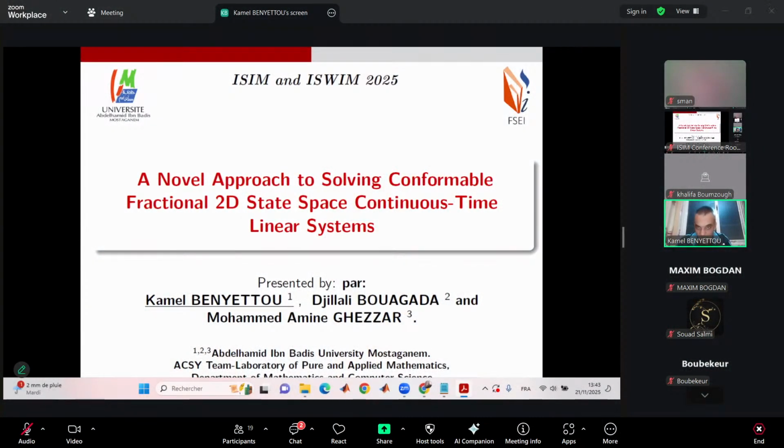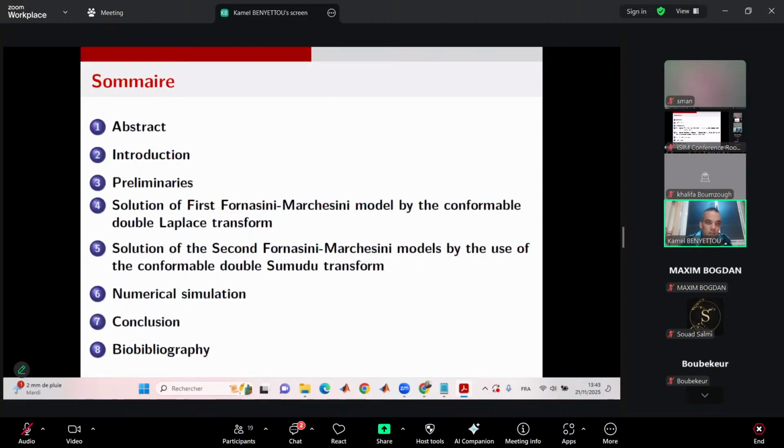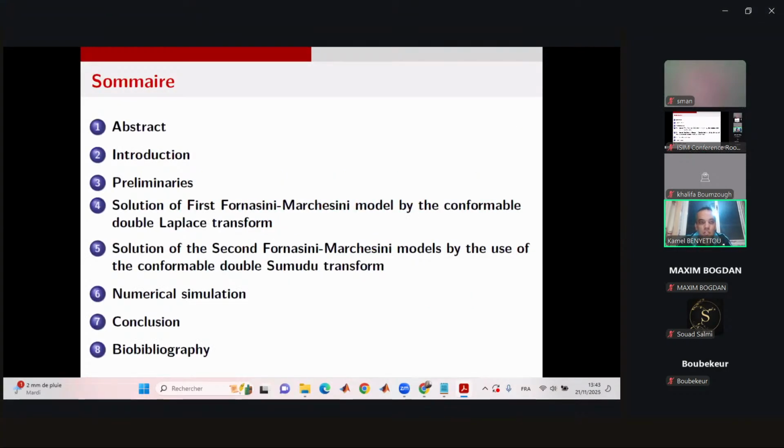Please. Yes. Okay. I will present my second participation, which is called a novel approach to solving conformable fractional 2D state space models, considering the continuous time model, of course. So I will present it rapidly. I will give an abstract, an introduction, some preliminary results, and then I will give the general solution of the first form of the Fornasini-Marchesini models, and the second form of this model. And I will conclude with some numerical results and a conclusion.